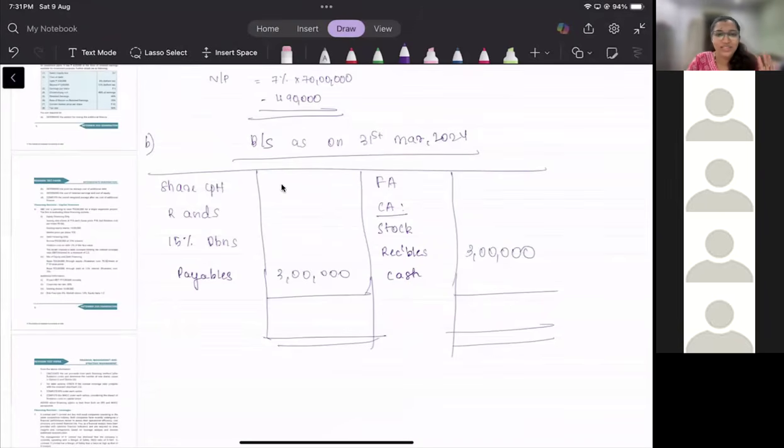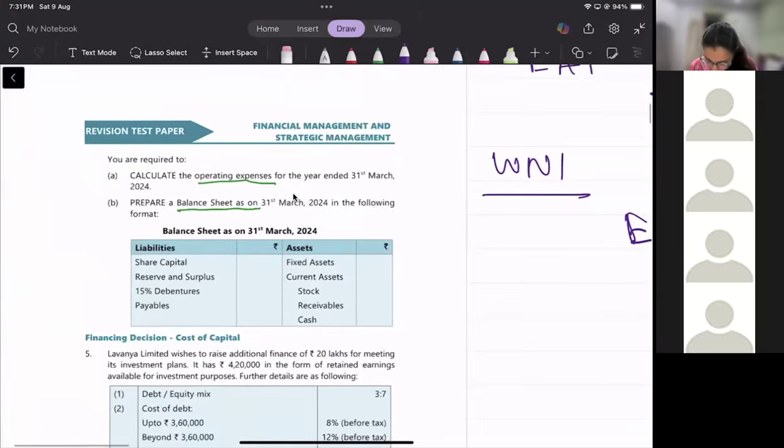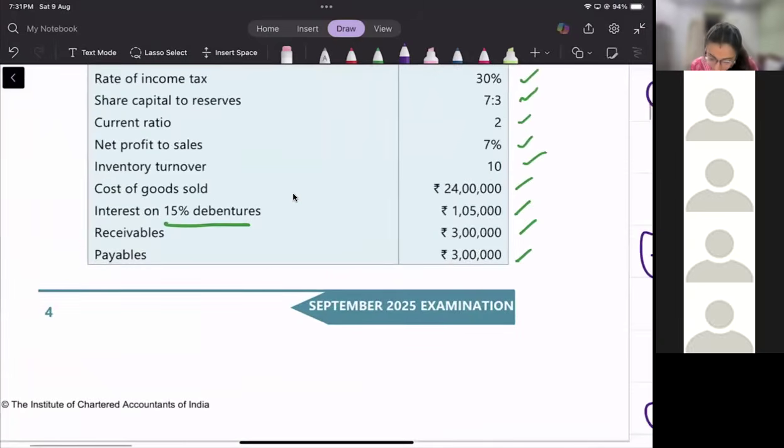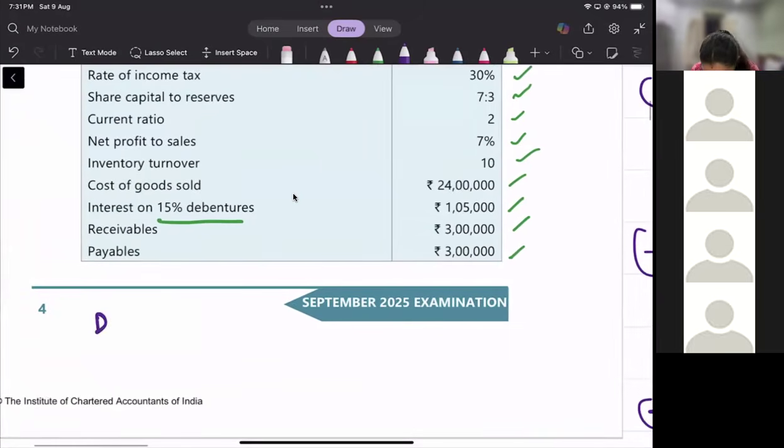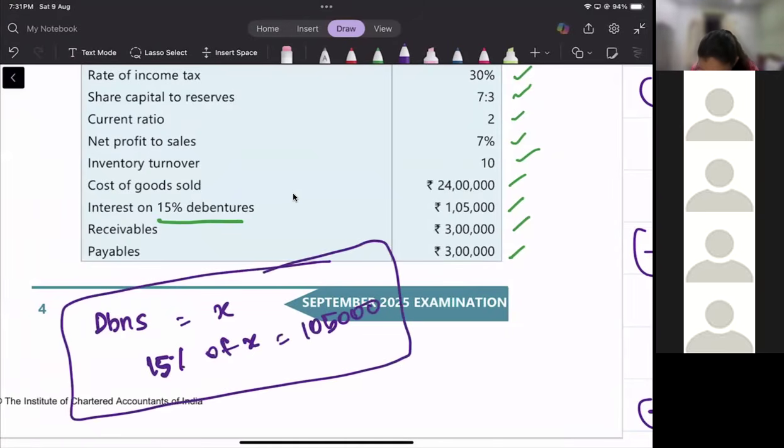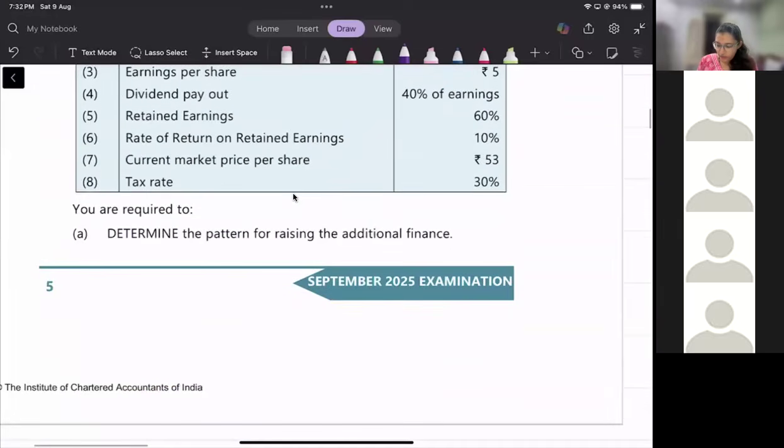Yes, majority of you said debentures, so that is right. So that's actually how you read it. They have already given us interest on 15% debentures is 1,05,000, which means we have debentures of say X. 15% of X is given as 1,05,000. This is the understanding that you should get when you are reading the question. Clear? There is a figure called debentures. 15% of that figure gives you 1,05,000. That is given in the question.